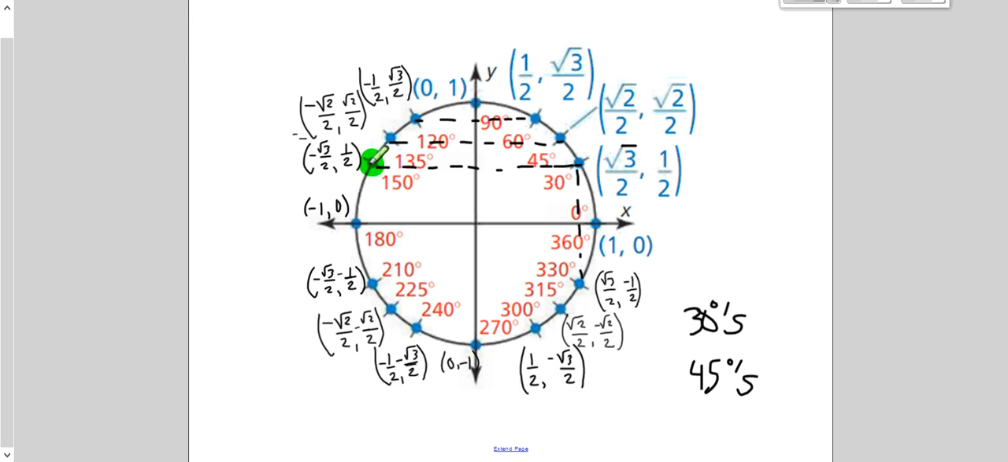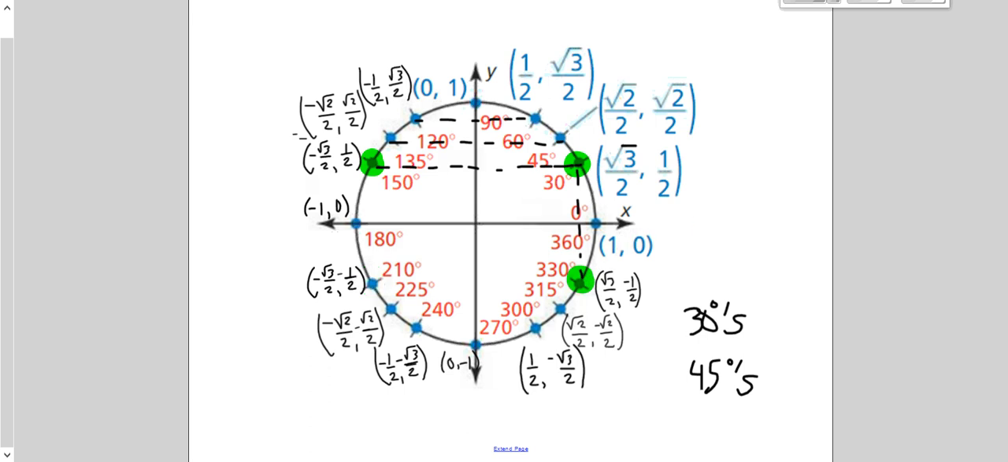Notice if you go here, these are all symmetrical because they all have the same reference angle. This is a 30-degree reference angle. This is a 30-degree reference angle. So is this, and so is this. They all have a reference angle of 30 degrees. Only the signs change.